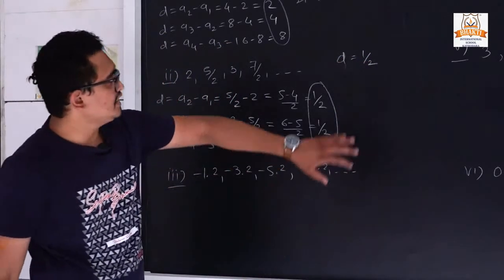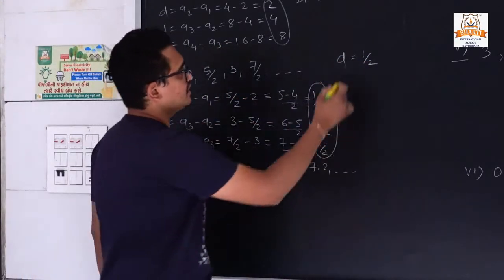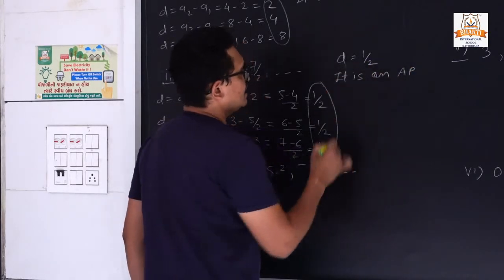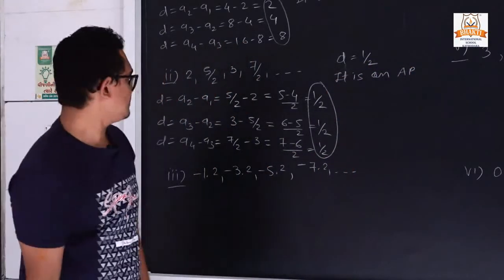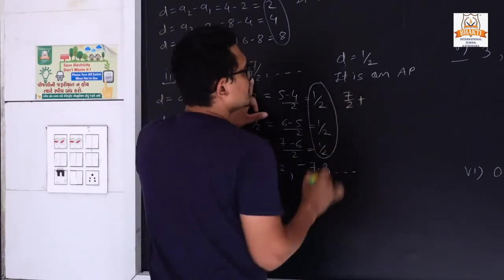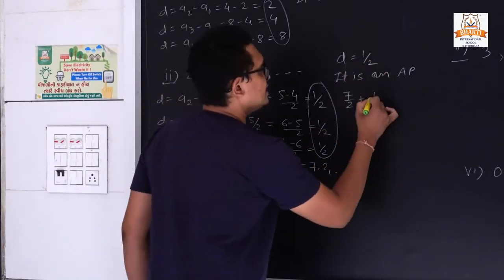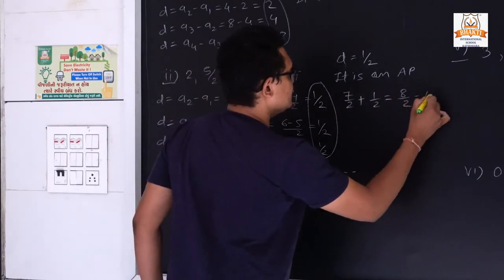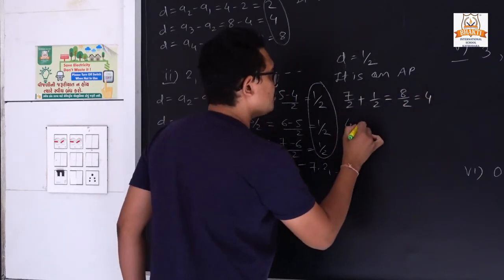It means the difference is the same, so it is an AP. Now we want to find the 3 more terms. The last term is 7 by 2. Clear? So we add the difference. 2 is our LCM, 7 plus 1 is 8, so it is 4. Once again, 4 plus 1 by 2.